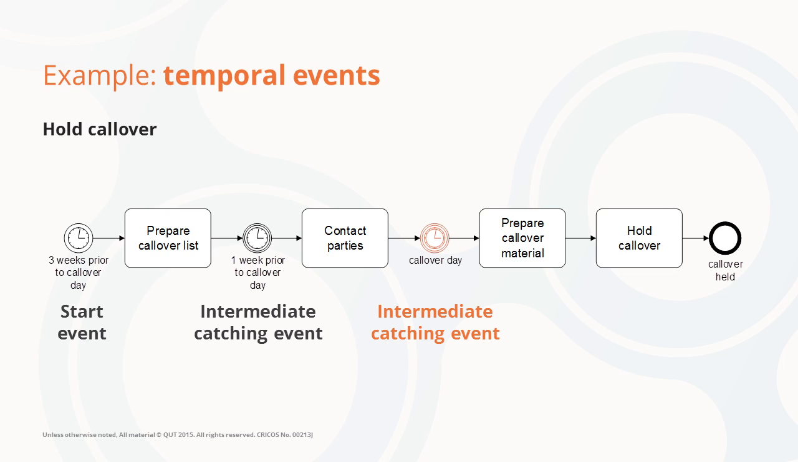Now, it is important to underline that activities modeled between two temporal events, for example, contact parties, which is between the temporal event 1 week prior to callover day and callover day, do not actually have a deadline, like in this case that they have to last exactly 6 days. So if that activity actually lasts more than 6 days, so that it goes over the callover day, as soon as it is completed, once the token reaches its incoming sequence flow, then that event will be instantaneously fired, meaning that the token will traverse the intermediate event and move on. There is a different construct that can be used to model activity timeouts.